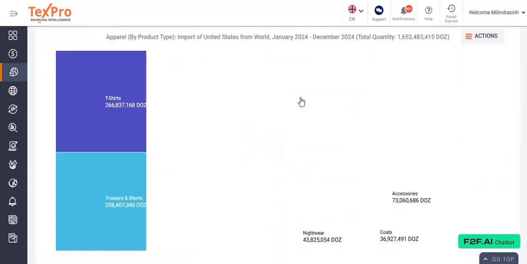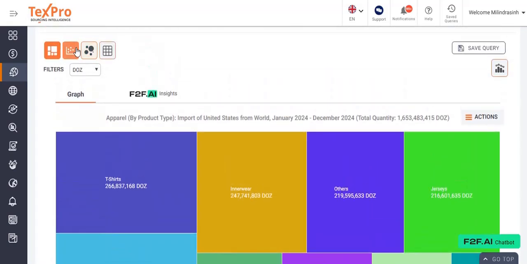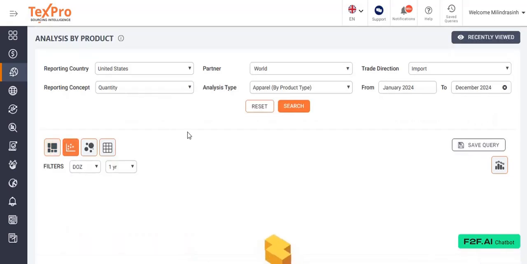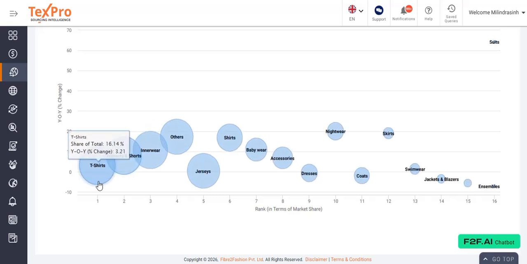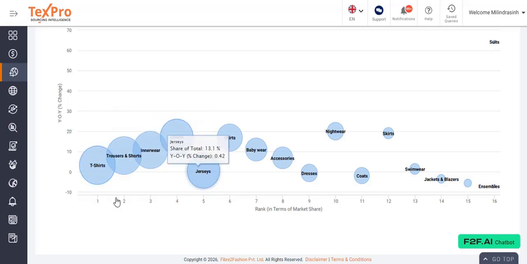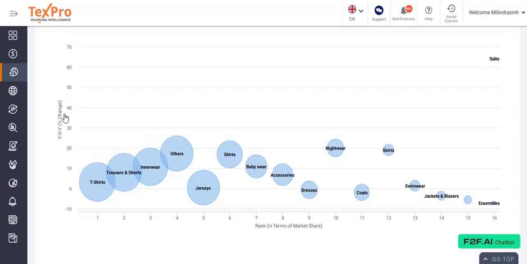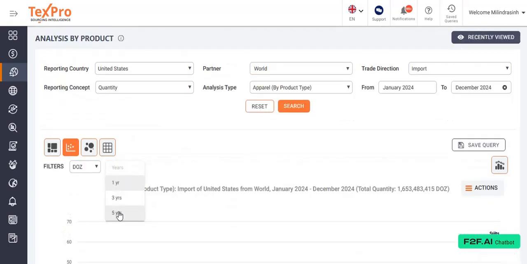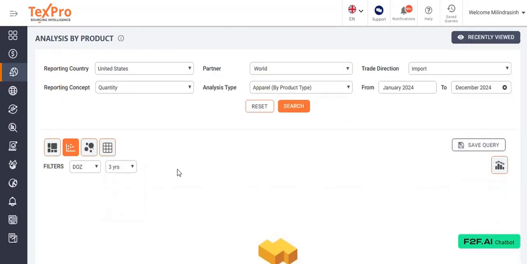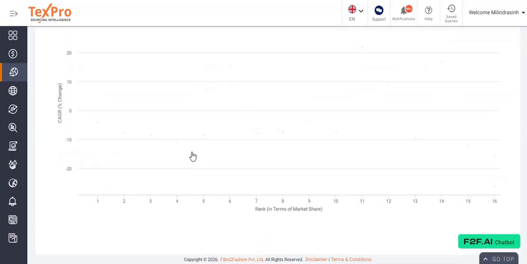So the bubble size is showing us the percentage share of that particular category in the overall apparel imports. Larger the share, larger the bubble size. On the x-axis, we have the rank based on the percentage share. So from here, I can identify the top categories which are contributing to the overall apparel imports of the country. On the y-axis, we have the year-on-year change. So it is indicating the growth, which categories are growing. Instead of year-on-year growth, if I want, I can change this. So let's say I want to see a 3-year growth rate on y-axis. So now on y-axis, we are mapping the 3-year growth rate of those categories.